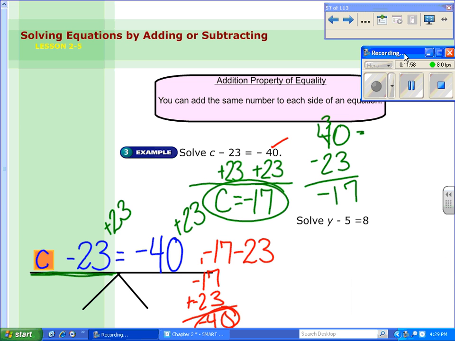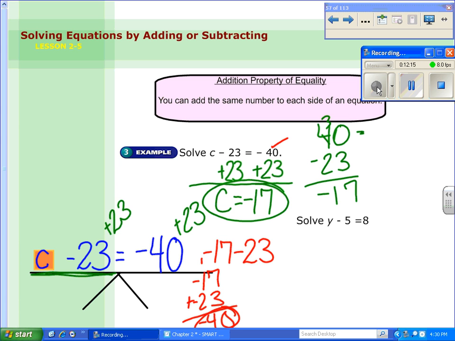Now I want you to do the same with this one at the bottom here. Y minus 5 is the same as 8. So go ahead, again, find your variable, do the opposite of what they're doing to that number on the same side, and go from there. Go ahead and pause this video now.